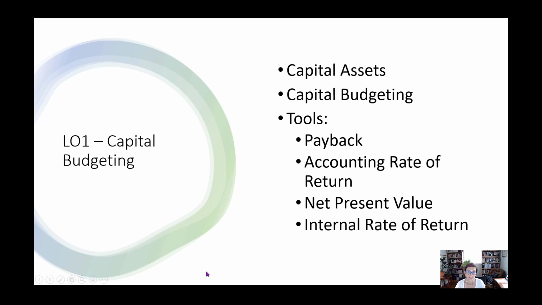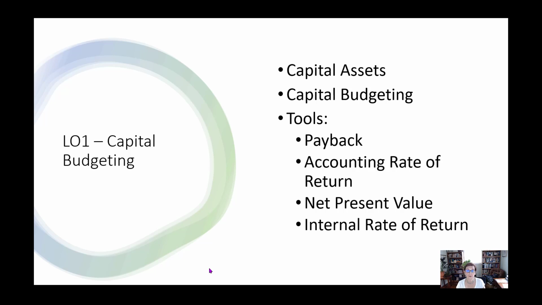So capital assets are assets that you're probably familiar with, things like buildings and equipment, assets that are long-lived and generally depreciated with the exception of land. And capital budgeting is the process of deciding which capital assets will be purchased. So it's a long-term budgeting kind of process because remember that these assets last a long time.